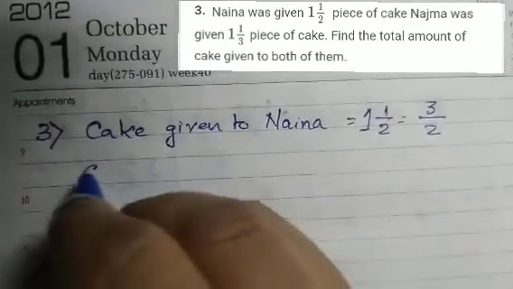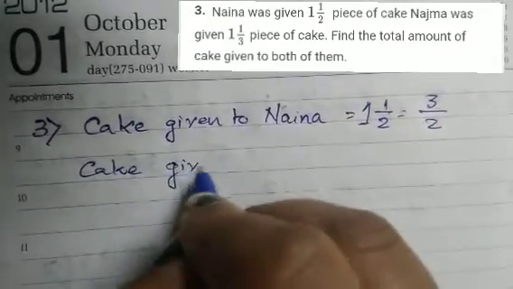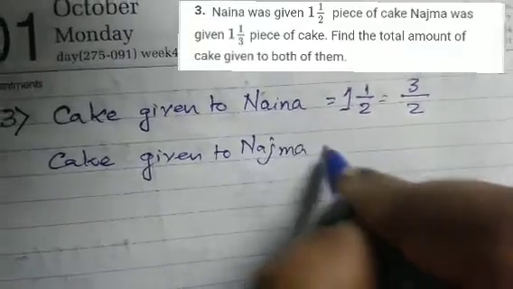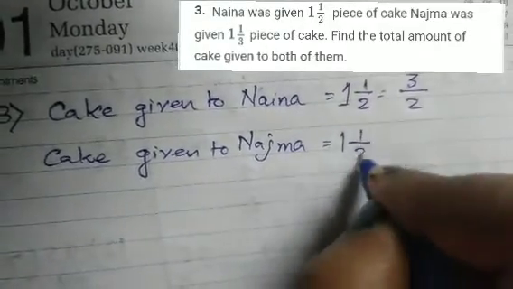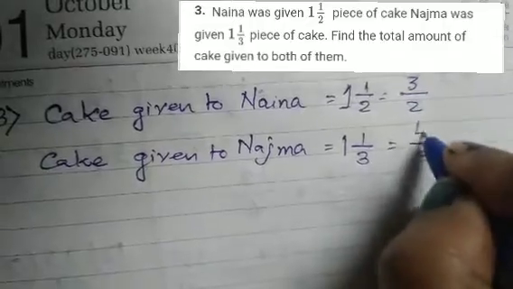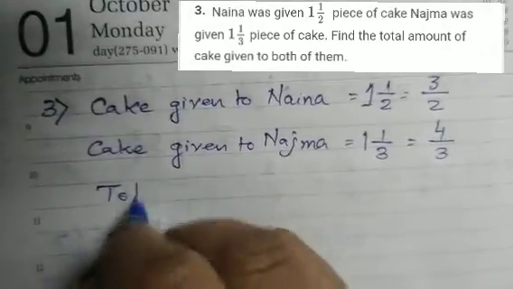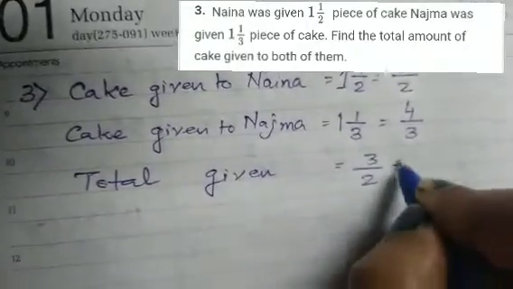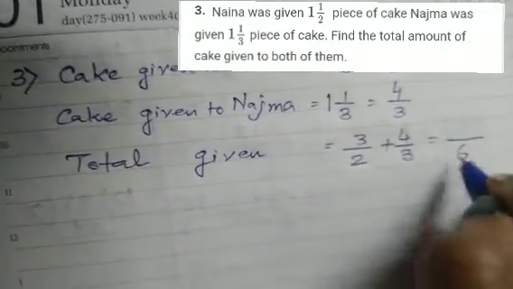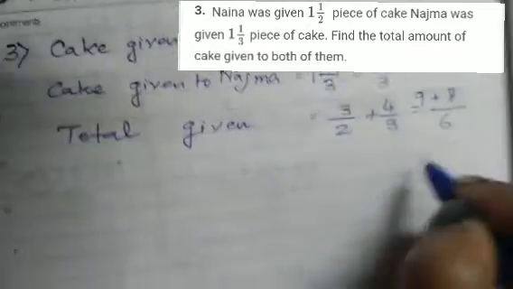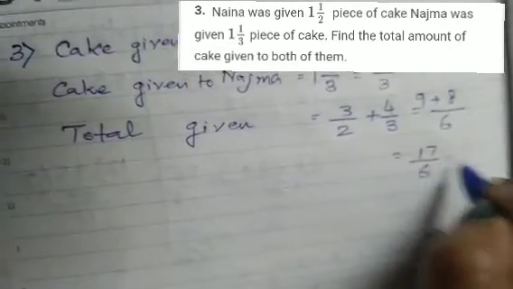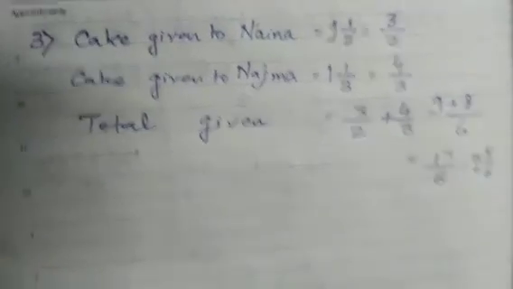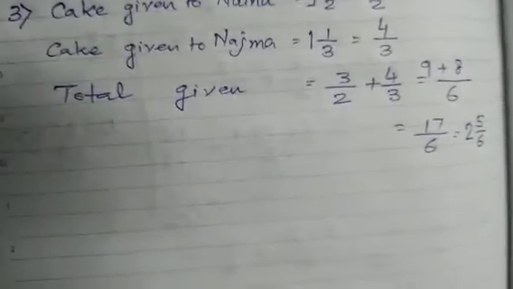Fine. And cake given to, who is it? Najma. Najma is equal to 1 1/3. So that is 3 ones are 3 plus 1, 4. 4/3. So total cake given is how much? Whenever I get total cake given, I have to add the two numbers. 3 by 2 plus 4/3. LCM of 2 and 3 is 6. 3 3s are 9. 4 2s are 8. So 9 plus 8, 17 by 6, which is equal to 6 2s are 12 and 5 by 6. Okay, 2 5 by 6.